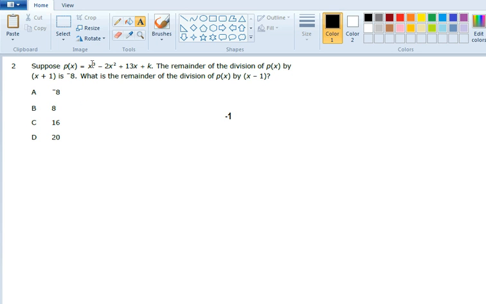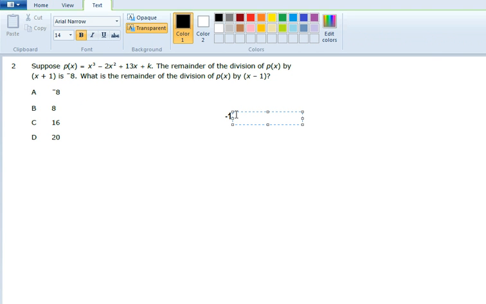So what is negative 1 cubed? Negative 1 times negative 1 times negative 1 is negative 1. Well, then what's negative 2 times negative 1 squared? Negative 1 squared is positive 1 times negative 2 is minus 2. Plus 13 times negative 1. Well, that's minus 13. We still have that plus k, and we know that by the remainder theorem, again, this is all going to be equal to negative 8.